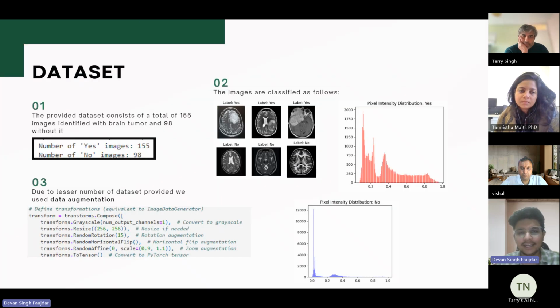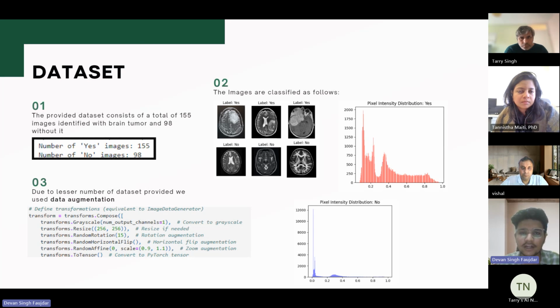So talking about the data set that we were using for this whole project. There was a data set which contained the images classified as yes or no. Yes were the images that had a brain tumor, and no were the images that didn't have a brain tumor. The data set of yes was 155 and of no images was 98, which is not that big so that we can create a very good model for it.